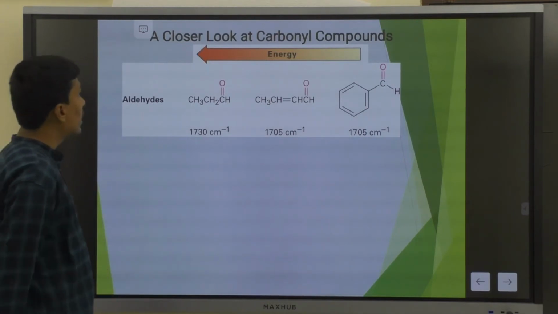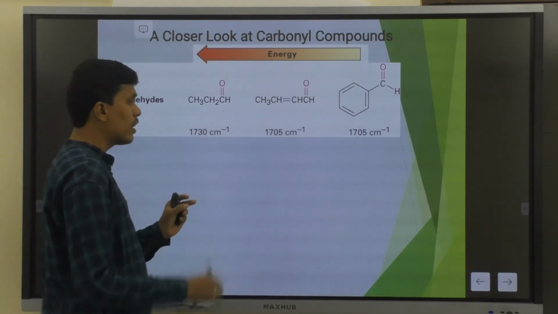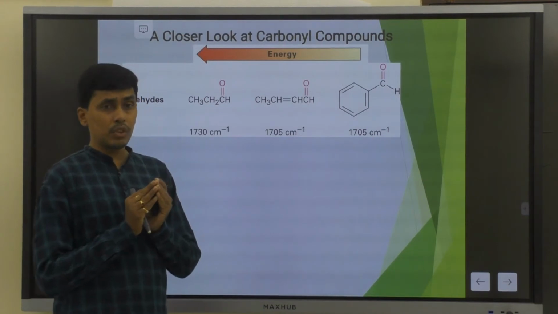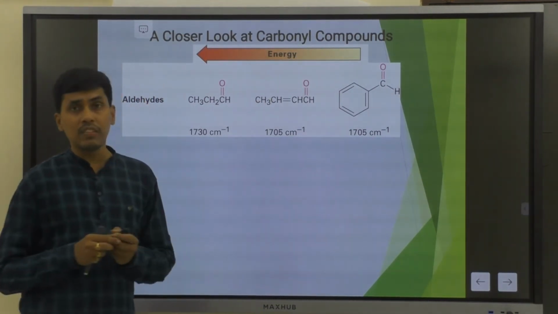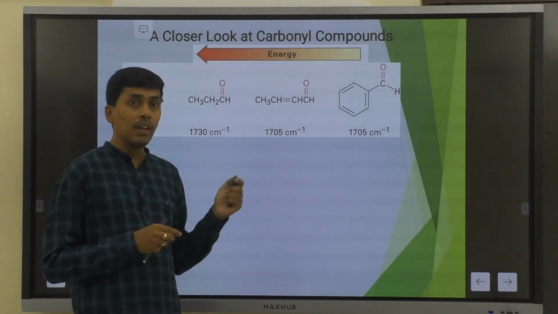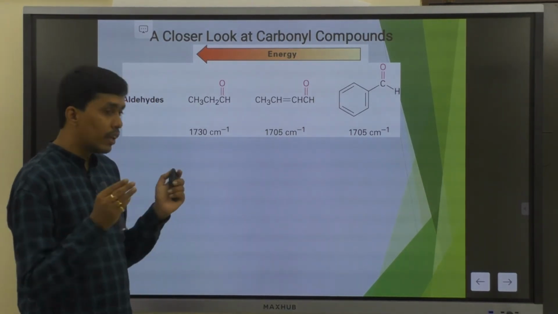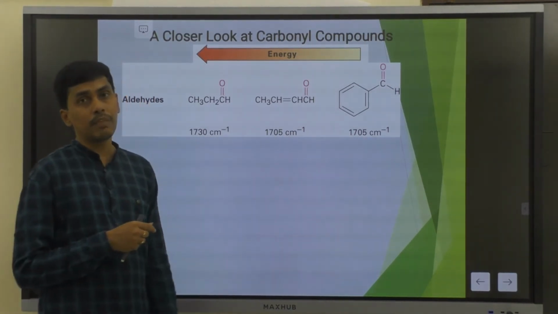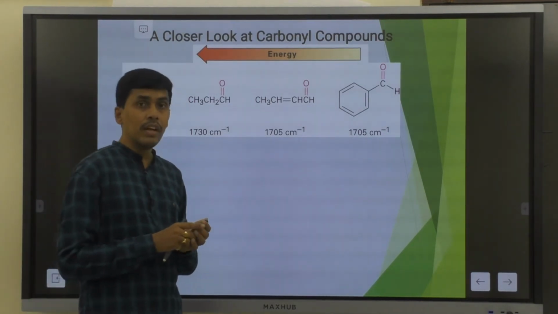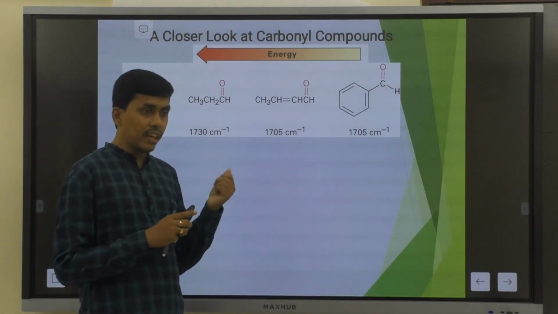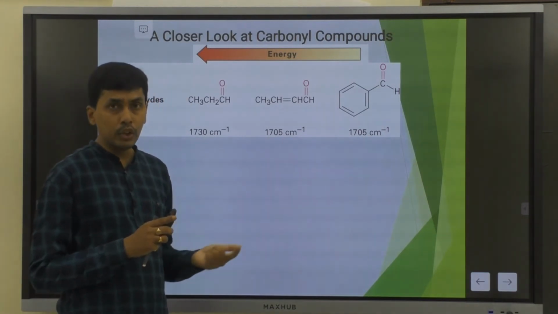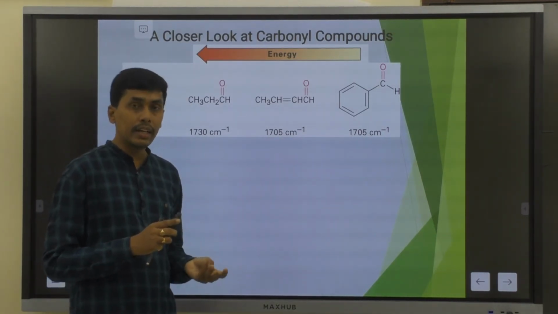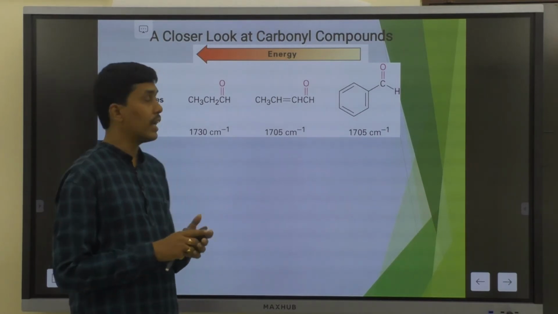Okay, a closer look at carbonyl compounds. In carbonyl compounds we can see C=O stretching for a variety of compounds. C=O is a very important functional group and we can easily distinguish it by IR spectroscopy. You can see it in carbonyls like aldehyde, ketone, ester, anhydride, acid halide, acid, and so on.